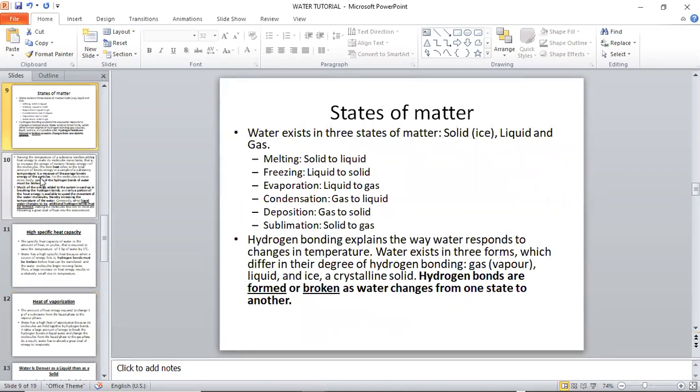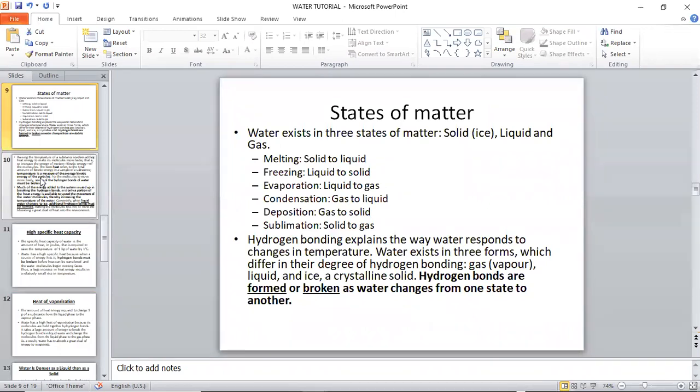So we can revise on the states of matter. Water can exist as a liquid, can also exist as a solid, and also as a gas.